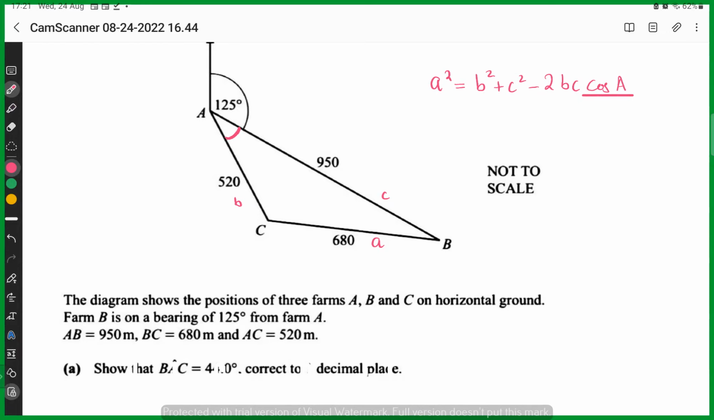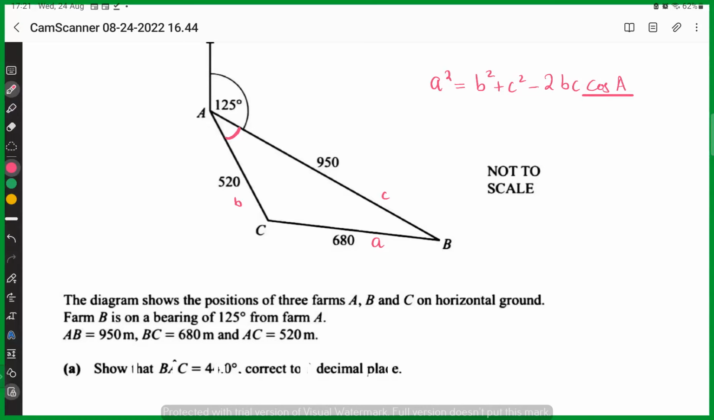Teacher, it's not letting me use the cos -1. It says mathematical error. Okay, 1 second. What are you getting as your fraction? Like what is in front of cos A? Ma'am, same problem is happening with me. Okay, let's see what's the issue.